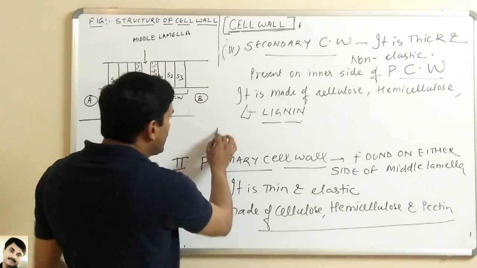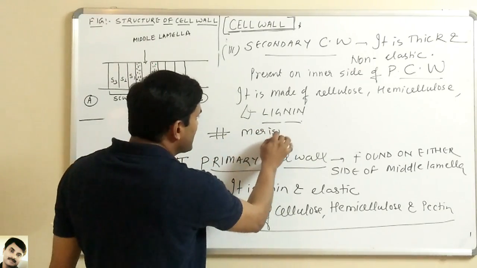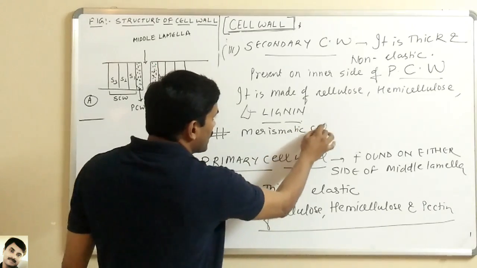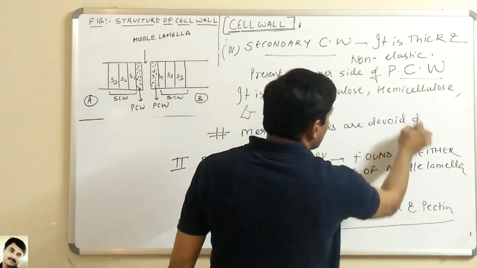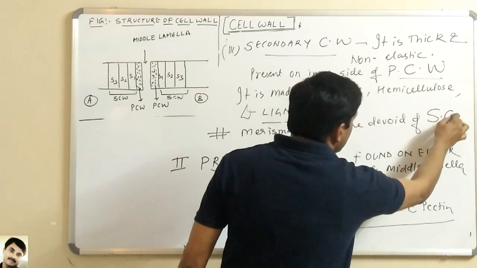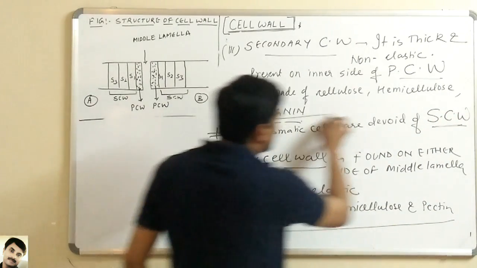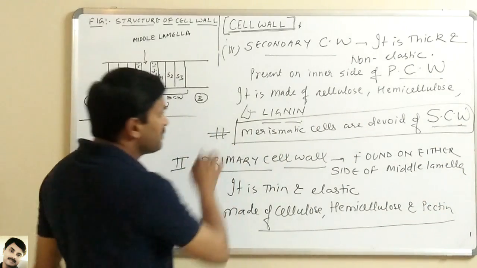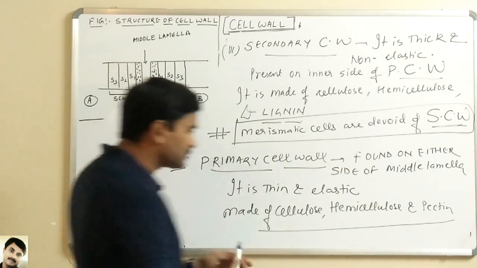But one thing to be noted here is that meristematic cells are devoid of secondary cell wall. I have written in short, secondary cell wall. Meristematic cells, the dividing cells, are devoid of any secondary cell wall.